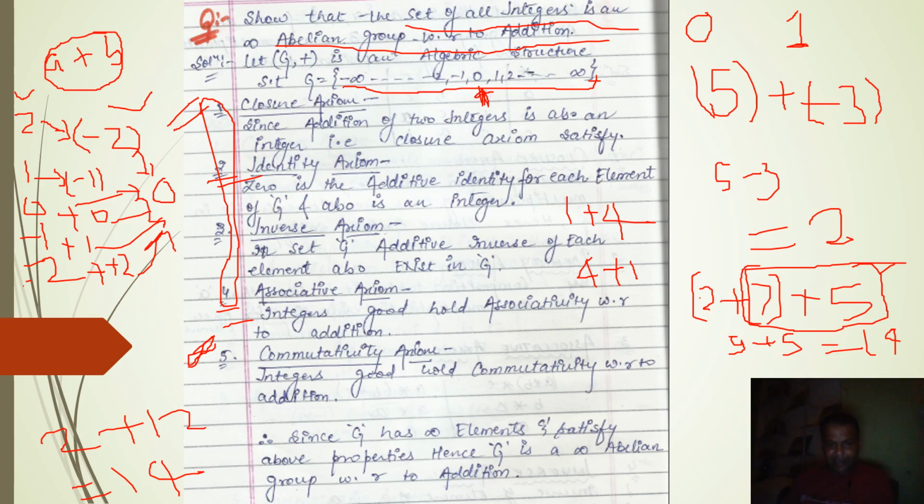A student can write this statement directly, that the set of all integers holds associativity and every two integers hold commutativity. Since this set G satisfies all these five properties, we can say that the set Z is an abelian group with respect to addition.